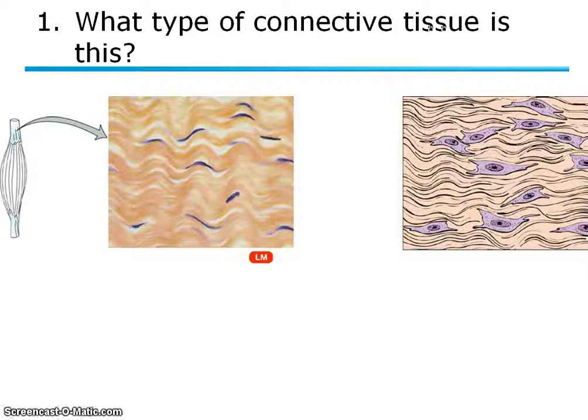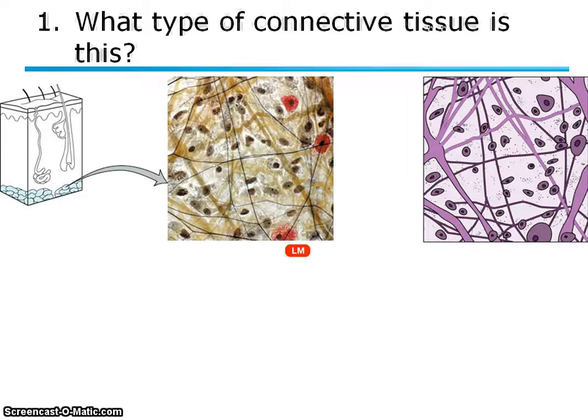Right, this is dense regular connective tissue. Don't just say dense connective, you need to add the word regular because these fibers are laying right next to one another in a very regular pattern. All right, last one. This is loose areolar connective tissue, and it binds organs together.